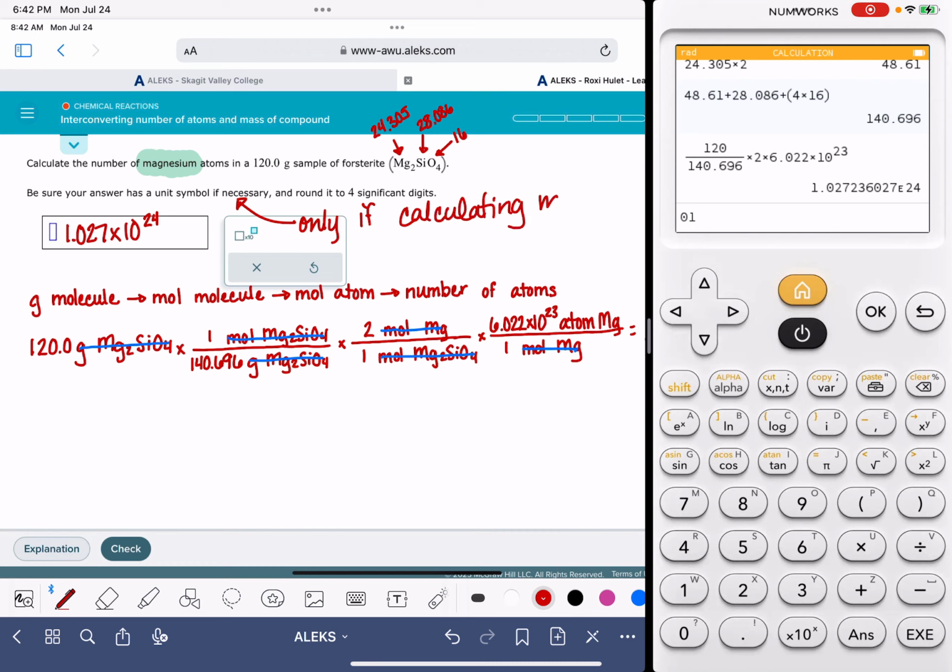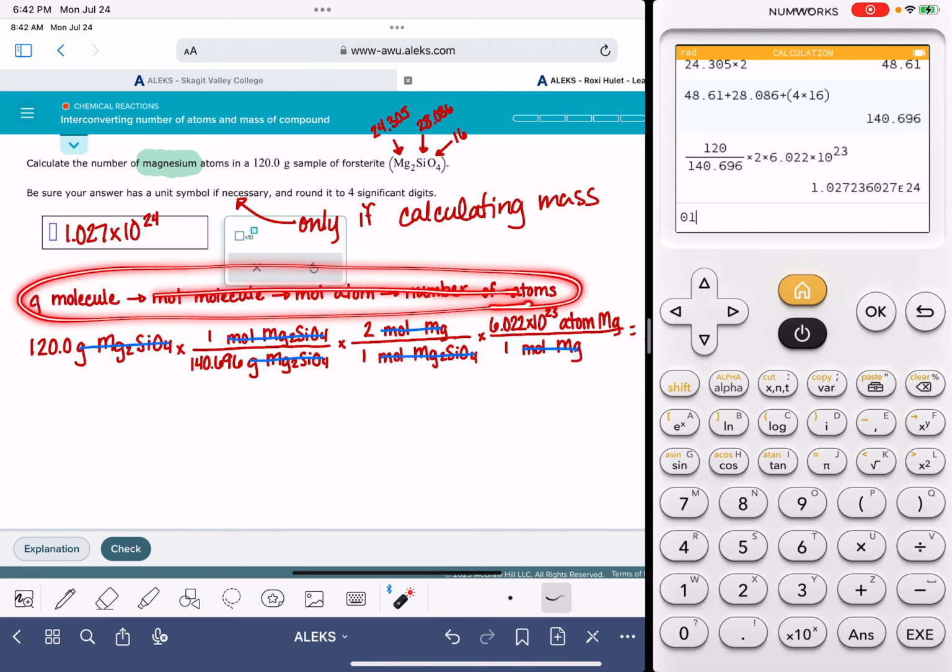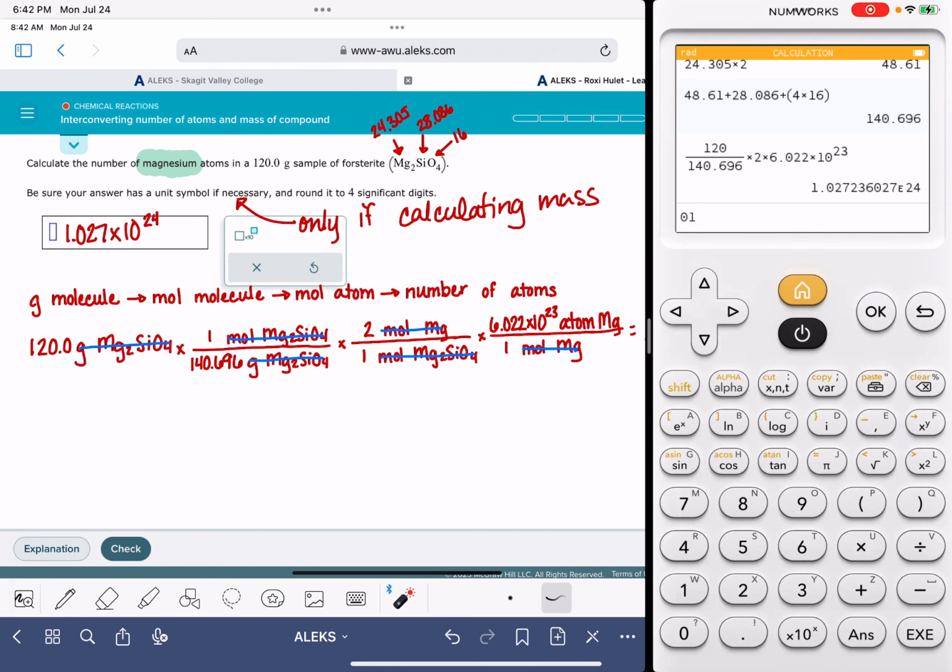This would be only if you are calculating the mass of something. Now, as I said at the beginning of the video, there's 2 different versions of this problem. In the other version of the problem, it's asking you to perform the calculation in the other direction, meaning this series of steps, but proceeding from right to left as I have written it. So in this other version of the problem, ALEKS is going to provide you with a specific number of atoms, and it wants you to figure out what mass of the molecule would give you that number of atoms.